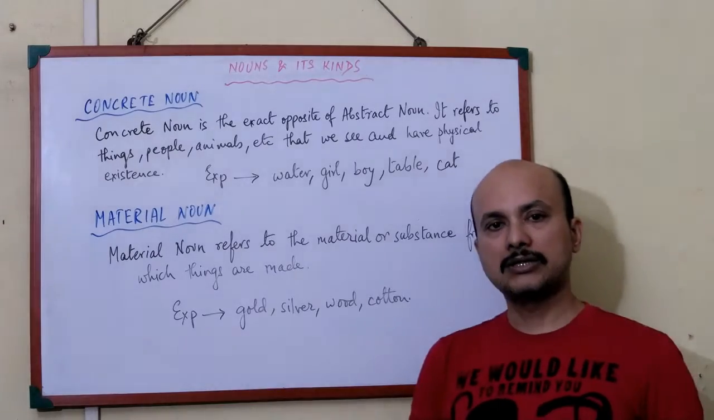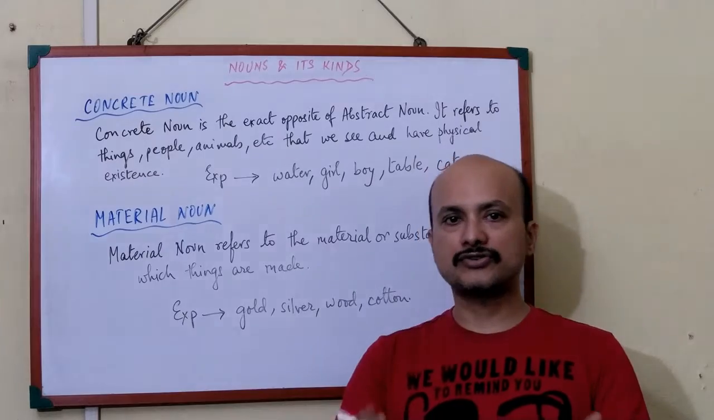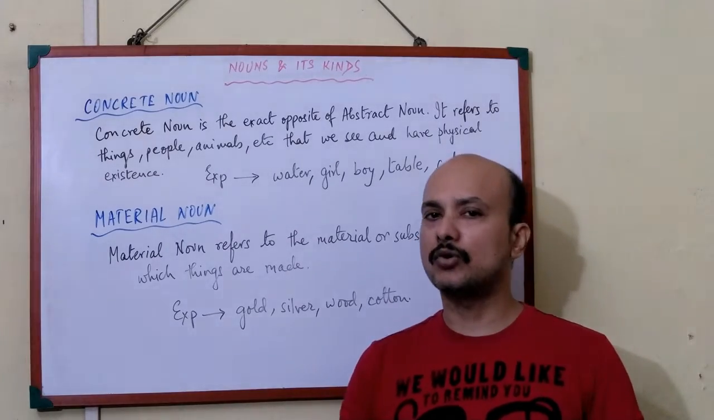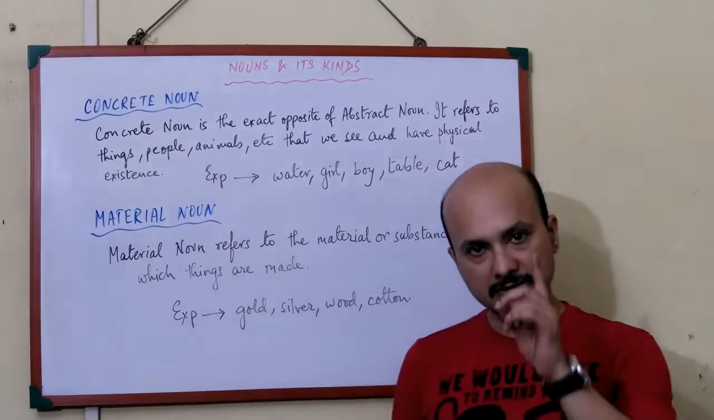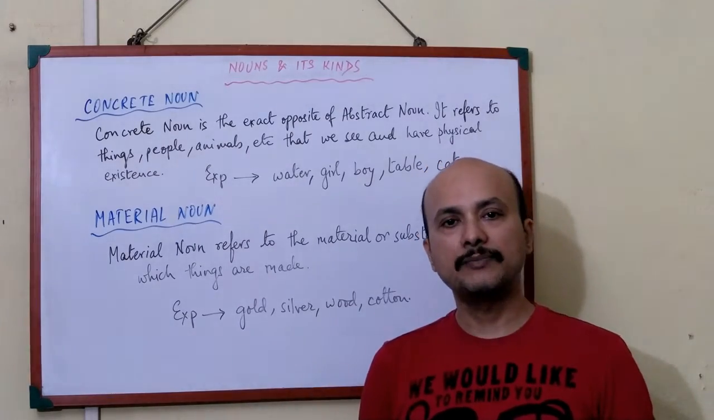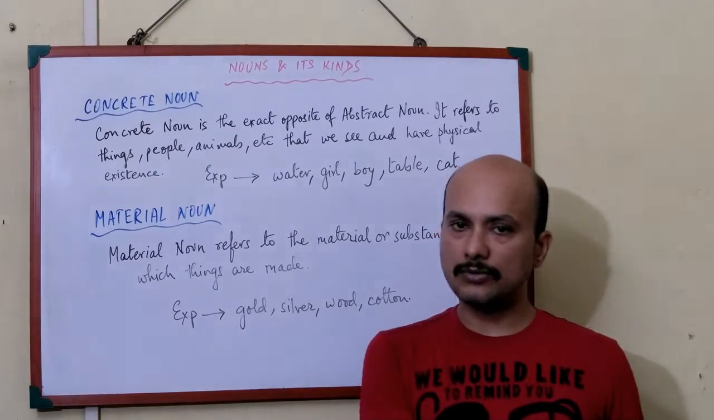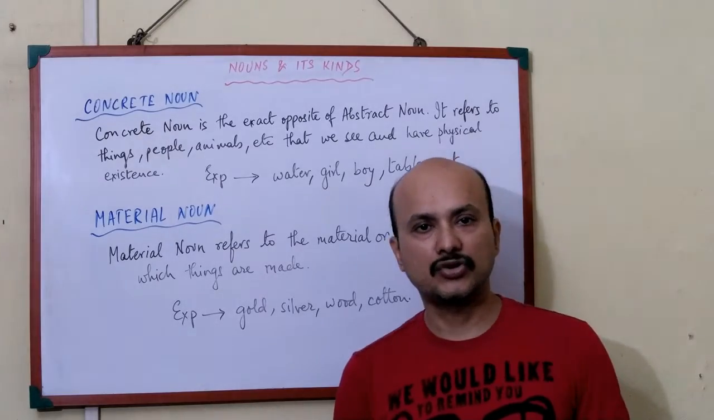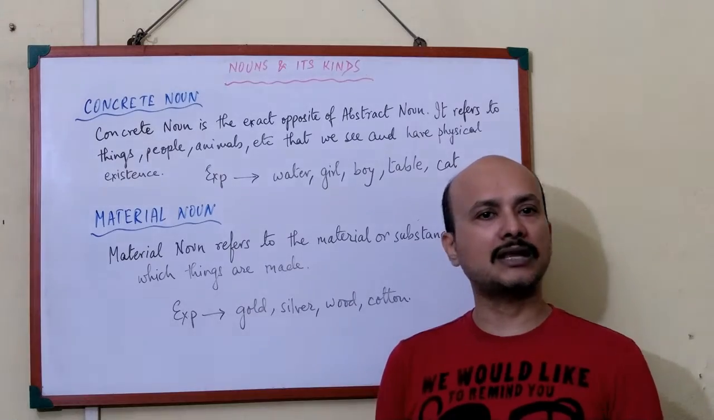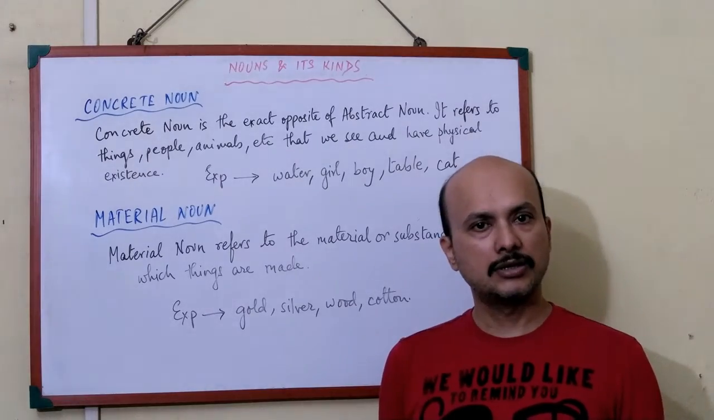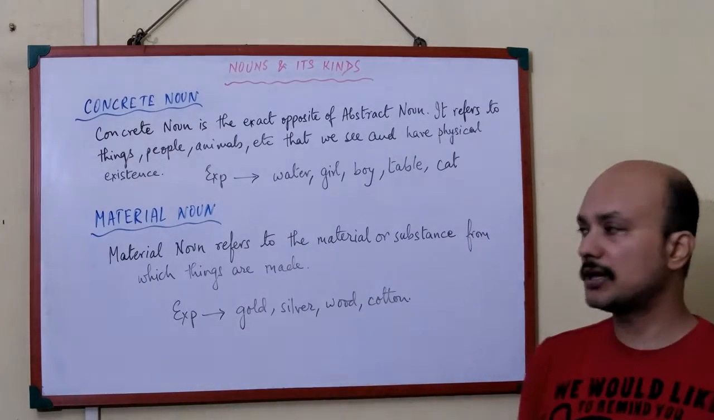For example, gold. The ring is made of gold. Here, ring is a common noun because a ring can be used for any ring in the whole world. But the ring is made of gold. This word gold is material noun. Why? Because that is the material with which that ring is made. So the ring is the common noun and gold is the material noun. Similarly, the chain is made of silver. The chain the person is wearing, that can be any chain, so it is a common noun. It is made of silver. This is the material with which it is made. So silver is the material noun.